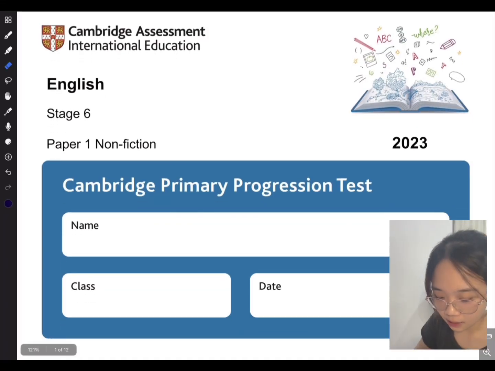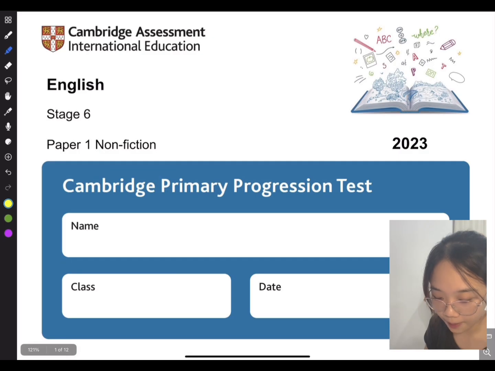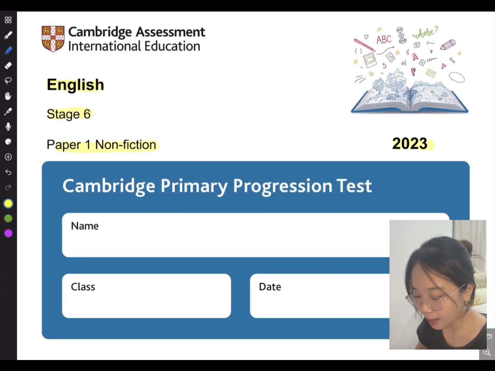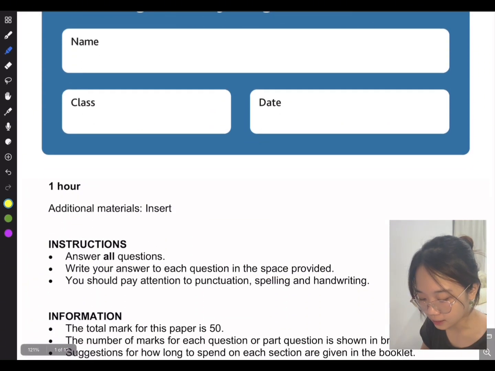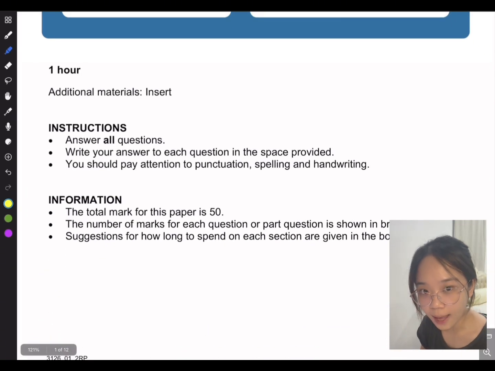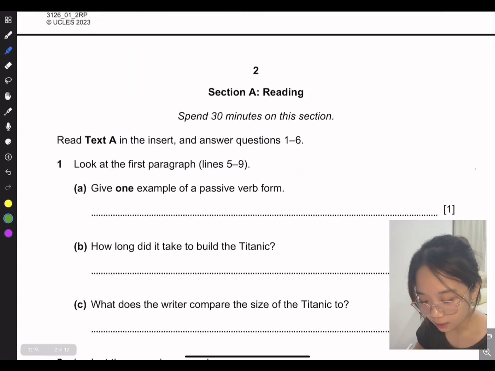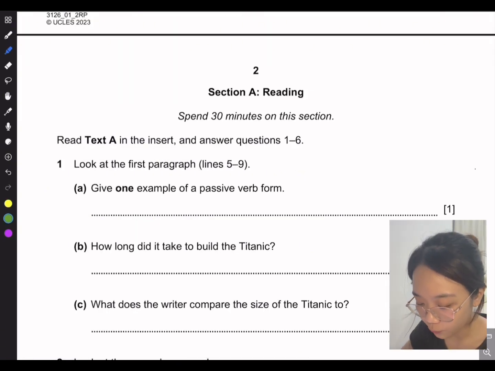Hi guys, okay, so today we're gonna do Cambridge Assessment International Education, English, Stage 6, Paper 1, Non-Fiction 2023. So this is actually Cambridge Primary Progression Test. Okay, so you have 1 hour and the additional materials here include insert. The first section is section A, reading. So you have 30 minutes to complete this section.